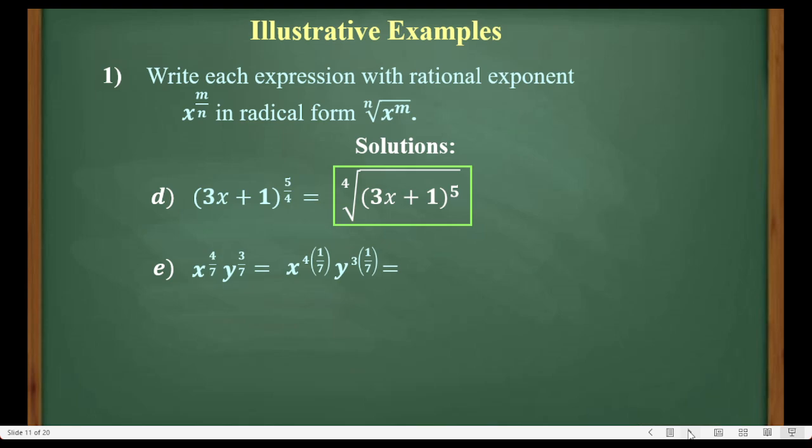This can also be expressed as the quantity x to the 4th y cube raised to the power of 1/7. And from this form, we can now transform this to radical form. Since the denominator here is 7, this will serve as the index of the radical expression. Therefore, our answer here is the 7th root of the quantity x to the 4th y cube. And this is the answer. Okay, next. We go to letter F.